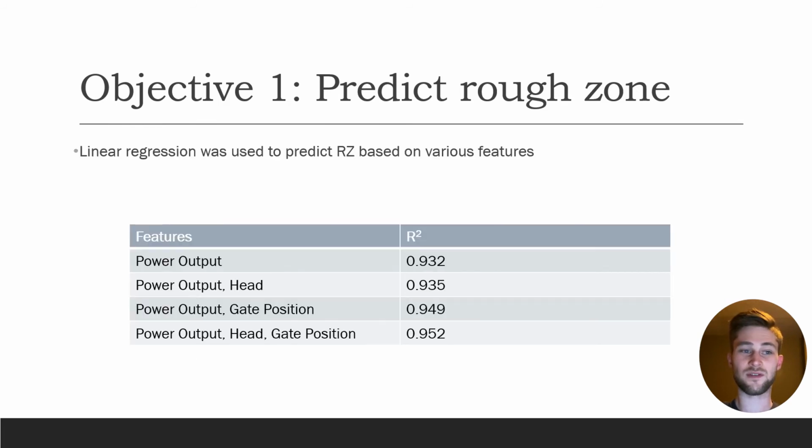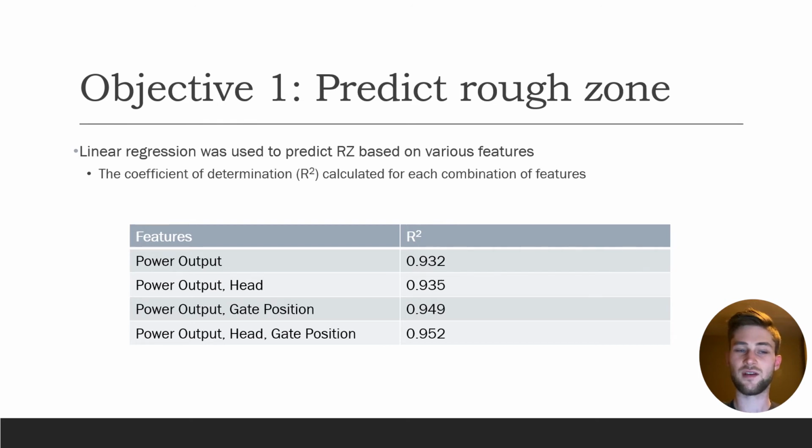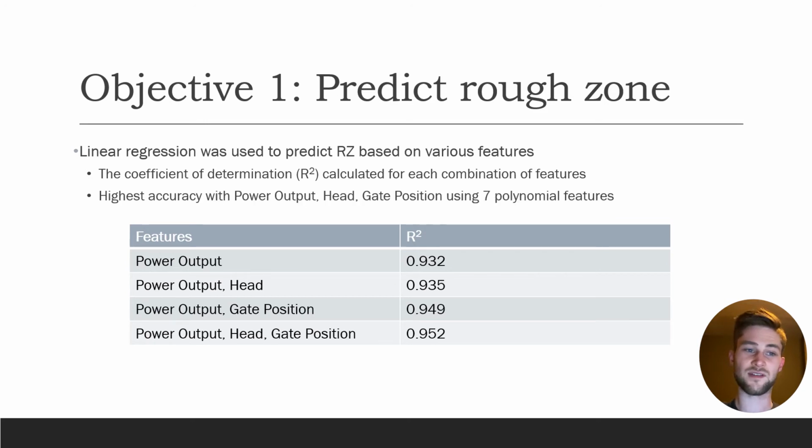In order to do this, we used linear regression, which was used to predict rough zone based on various features. The coefficient of determination, or R-squared value, was calculated for each combination of the features. The highest accuracy achieved was with power output, head, and gate position, using 7 polynomial features. In addition to those 3 features, polynomial features were also generated for each feature. There's a little table showing the accuracy as each feature was included.